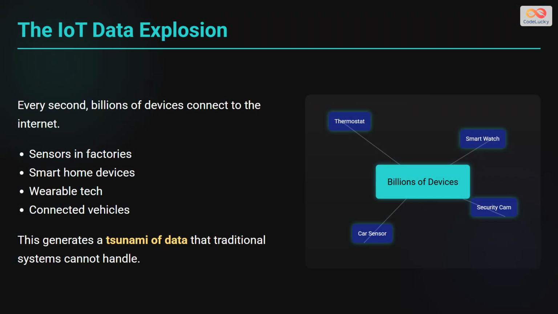First, we must understand the sheer magnitude of the situation. Every single second, billions of devices connect to the Internet, from factory sensors to smartwatches and even our cars. This massive connectivity creates a data tsunami that traditional systems simply cannot process efficiently.